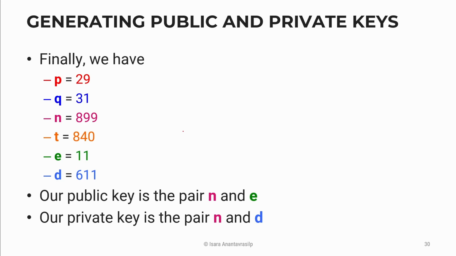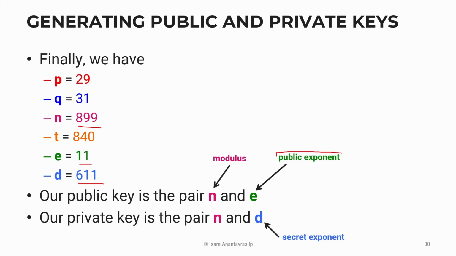We can compute our public and private keys. The public key is the pair N and E, 899 and 11. And the private key is the pair N and D, 899 and 611. We call this the modulus, and we call this the public exponent, the exponent that you can advertise to the public. And we have D, the secret or private exponent, the exponent that you need to keep secret. The modulus is shared, of course, publicly as well.